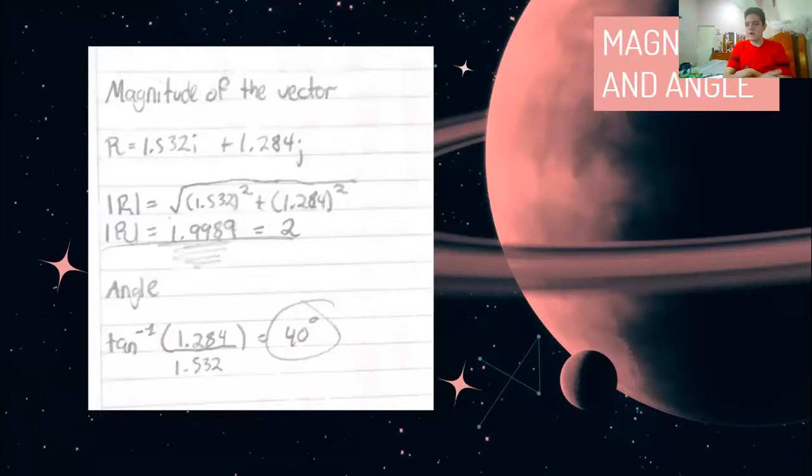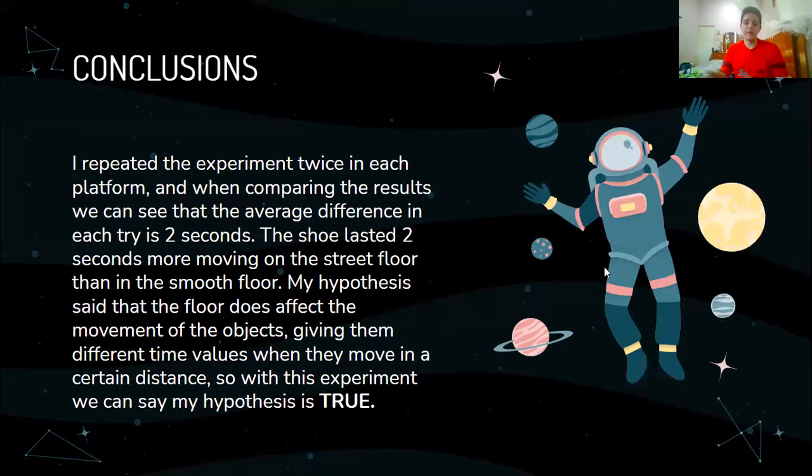Here we take the angle. Well, we didn't need it, but it's to check if it was correct, and it was correct. Tangent inverse of y over x, we get 40 degrees, okay? So I repeated the experiment twice on each platform. And when comparing the results, we can see that the average difference in each try is 2 seconds, as I told you before. The shoe lasted 2 seconds more moving on the street floor than on the smooth floor.